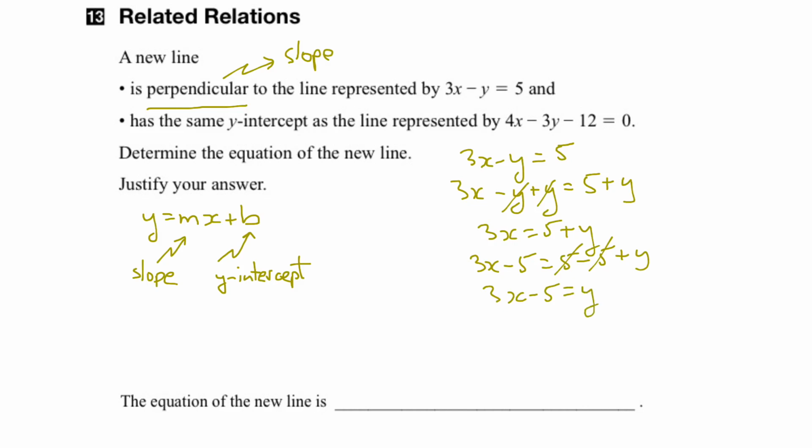Now we could also write that as y equals 3x minus 5. It will be exactly the same equation, and that's in the form that looks similar to what we have over here. And that will tell us that our slope for this particular line is 3. But what we want is the slope of a line perpendicular to this line here.